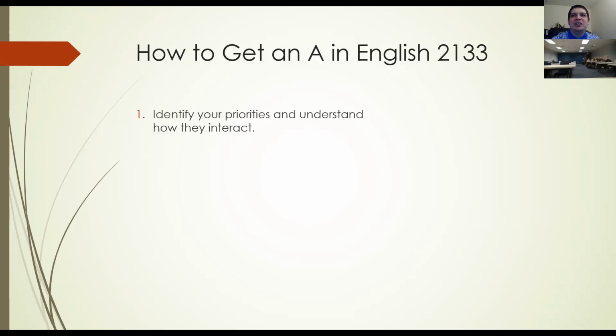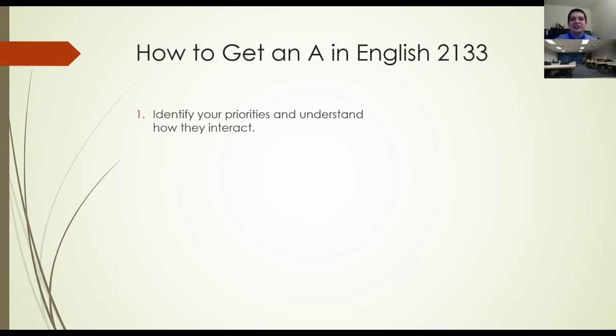First thing you want to do well in this course is to figure out what your priorities are and understand how they interact. And I use that verb interact deliberately because you all have multiple priorities, as do I. You have other classes you're dealing with. You have some sort of work responsibilities, whether that's an internship or a part-time job or both. I have 3 jobs at the moment. I've got a busy quarter. And you all have family responsibilities.